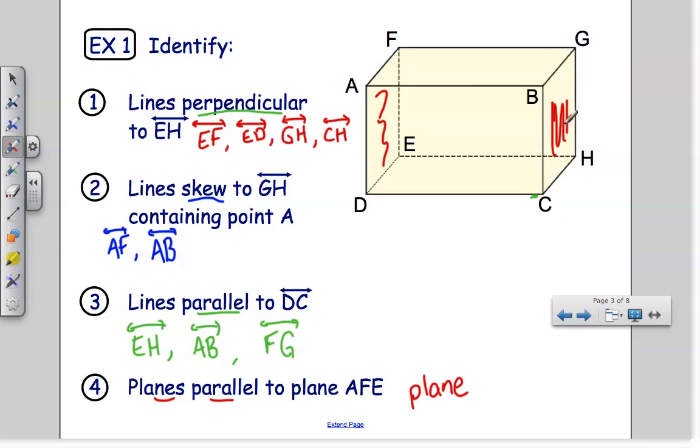This plane, I can name any 3 letters. It could be B or C or H or G, any combination of 3 letters. I'm just going to do B, H, G. I don't know. Could be any combo of 3 letters there. So working with our terms, parallel, perpendicular, and skew.